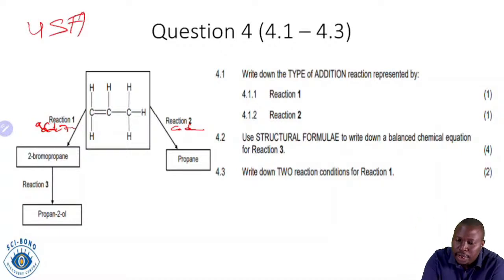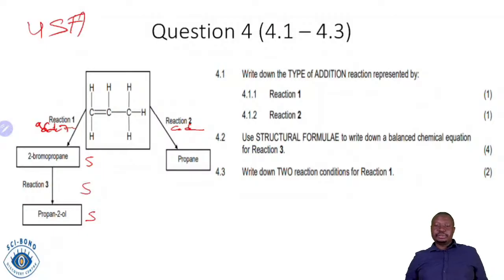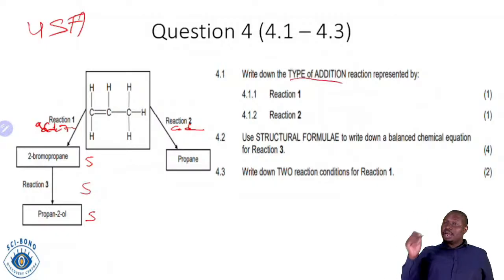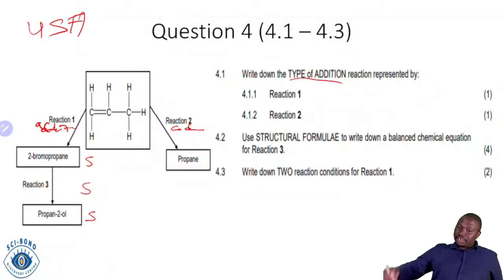But when you look at this one, we have a saturated compound forming a saturated compound. So you're going to say triple S: saturated forming saturated, that is substitution. I hope that helps you to always remember what type of reaction. Our question is asking, what type of addition is reaction 1? They told you that it's an addition. They didn't ask what type of reaction, they ask what type of addition.